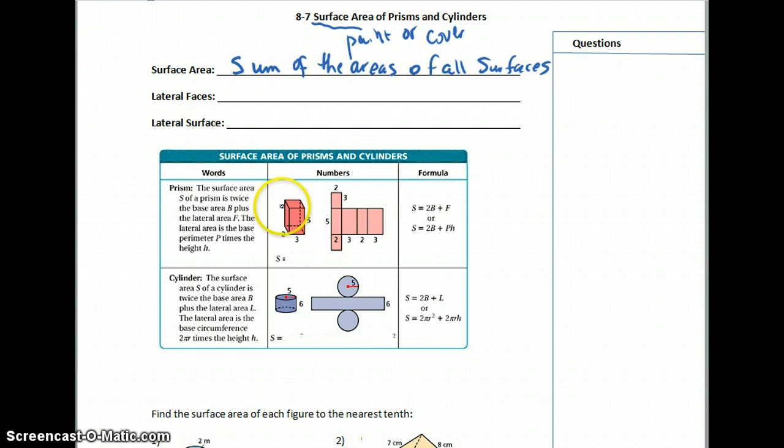So if we're given this figure down below, we're going to find the area of the front, the back, each side, and the top and bottom. We're just going to add all those up because sum means add.